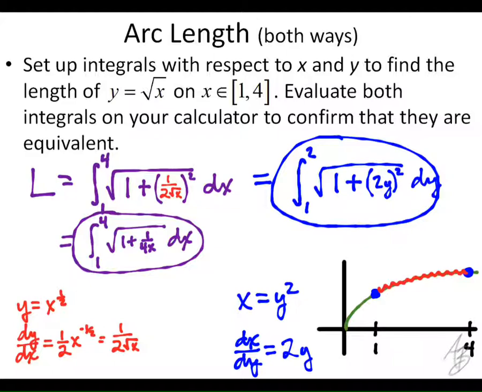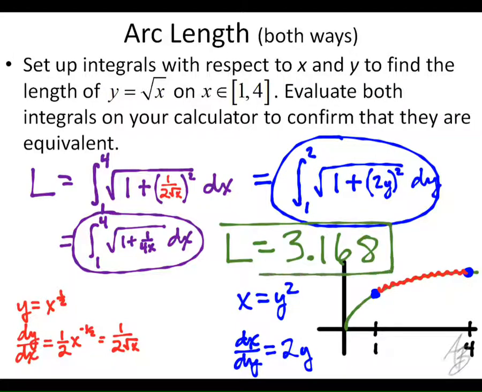What kind of answers are we getting here? It's like a small variation. There's a small difference between them? Do they both round to 3.168? Some of you are figuring out the importance of typing this in correctly.